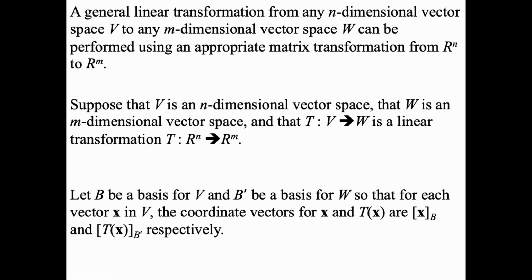So for each vector x in vector space V, the coordinate vectors for x and for T of x, which we'll refer to as the transformation vector, the vector in the new space W, we're going to look at those coordinate vectors in the usual notation. We'll put the square brackets around the vector, and we'll use a little subscript to refer to the basis that's being used to express it. So this will be the coordinate vector for vector x relative to basis B, and this will be the coordinate vector of the transform vector T of x relative to the basis B prime.